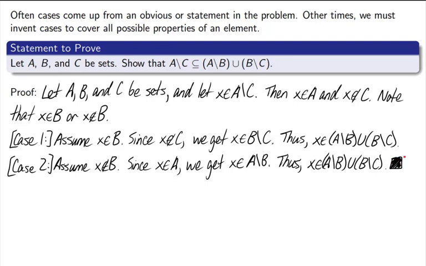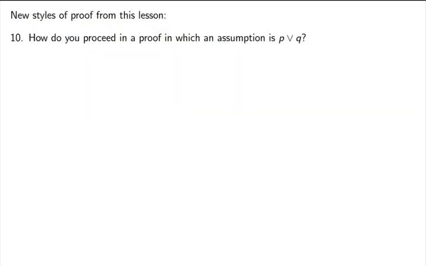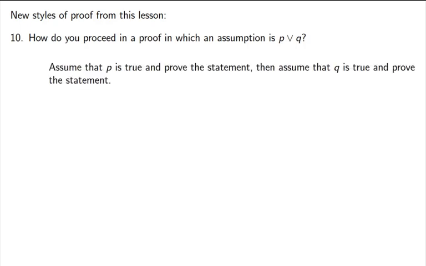Here's what we got from this lesson. How do you proceed in a proof in which an assumption is P or Q? What do you think? Assume that P is true and prove the statement, then assume that Q is true and prove the statement. You're simply breaking into cases.